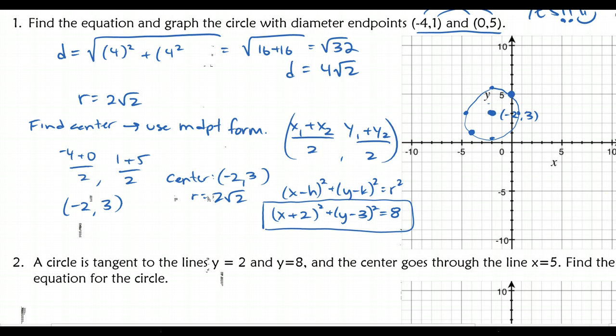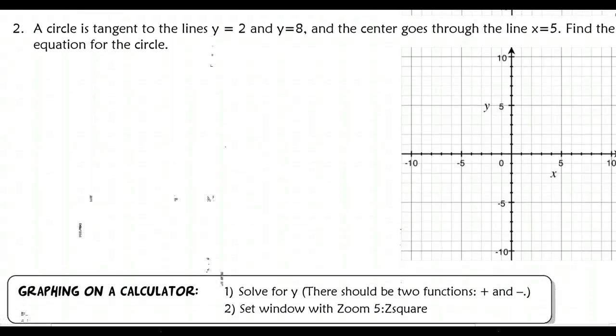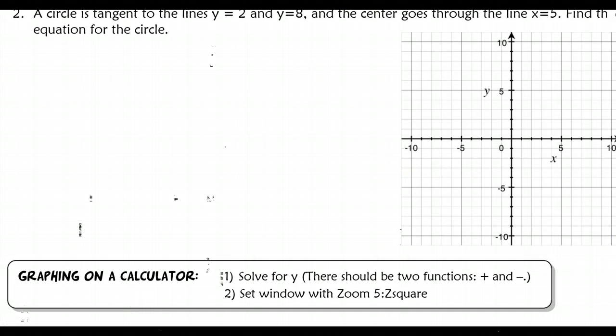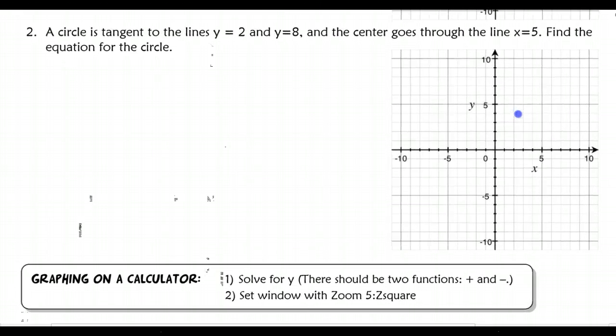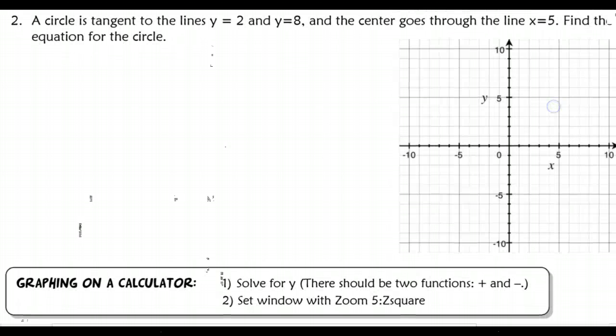Okay, next question. A circle is tangent to the lines y equals 2 and y equals 8, and the center goes through the line x equals 5. We're going to find the equation for the circle. Let's see if I can get the whole picture in there. Okay, so just a review real quick of geometry. If a line is tangent to any shape, that means it touches it exactly at one point. So that's what a point of tangency looks like.